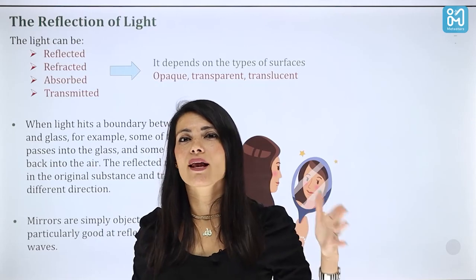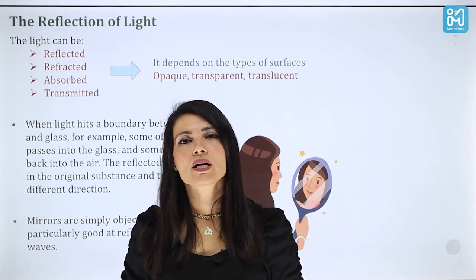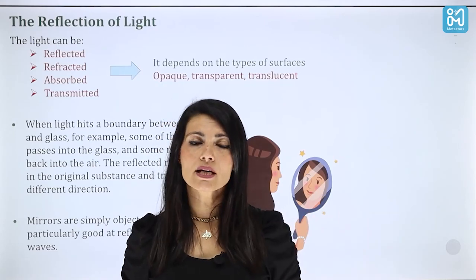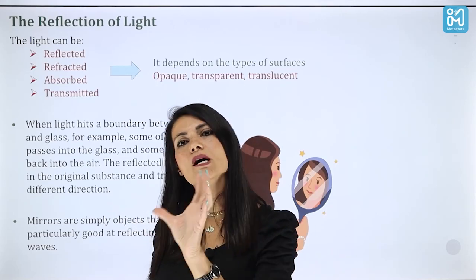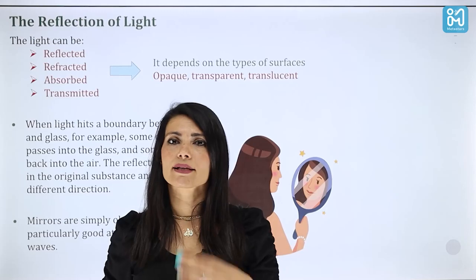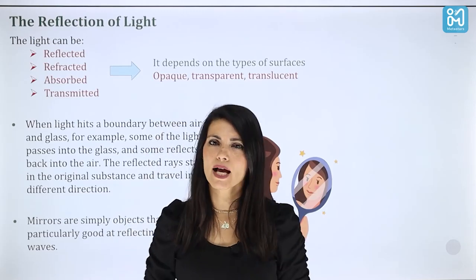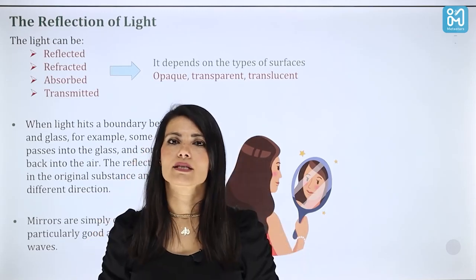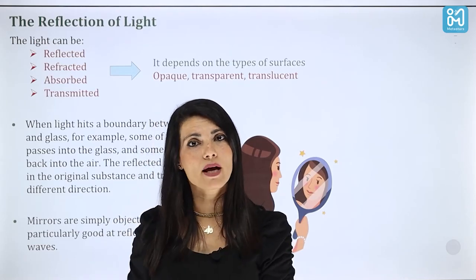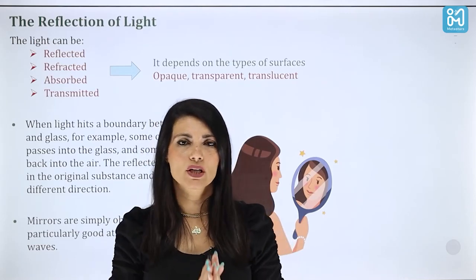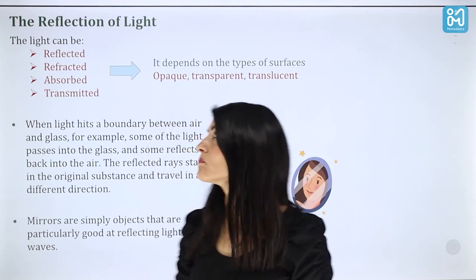Transparent surfaces allow light to pass through, such as clear glass. However, translucent surfaces are surfaces that allow some light to pass through. An example of that is tinted glass or sunglasses. Actually, these are translucent, which allow some light to pass. However, not all the light will pass through.